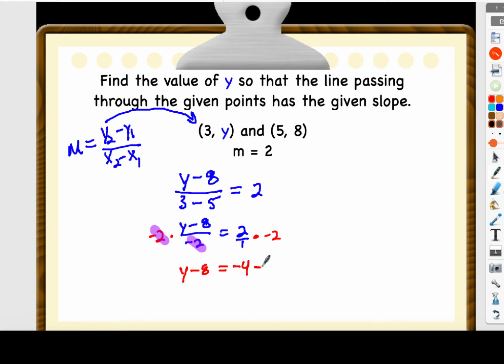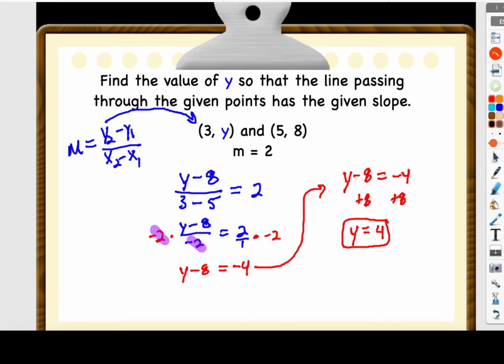And then finally, I'm kind of running out of room here, so I'm going to move up here. I'm going to take my equation. I'm trying to get y by itself, so let's go ahead and add 8 to both sides. y equals negative 4 plus 8, which is 4.